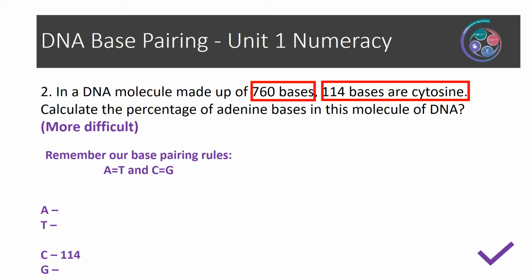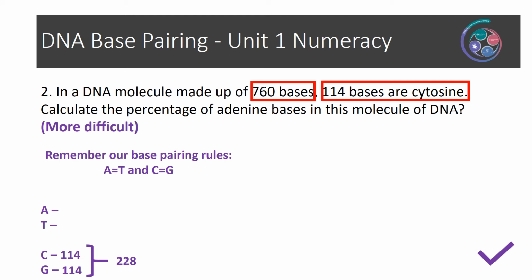What can I do next with only this amount of information? Well, if I remember my base pairing rules, I know that C always binds with G. So in total on this molecule of DNA, if I have 114 cytosine bases, I must have 114 guanine bases, as C and G always pair together, so we should have even numbers. Next, what I can do is add these two numbers together, giving me a total of 228 bases, which are C and G.